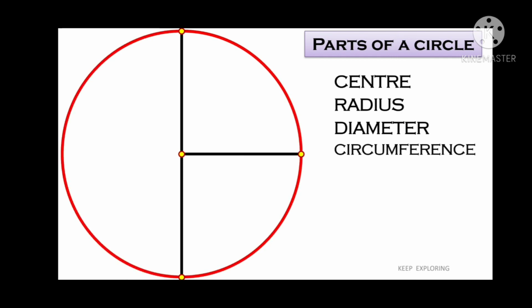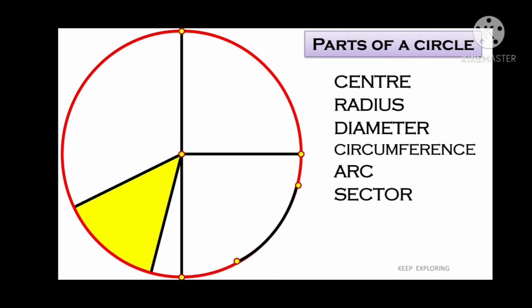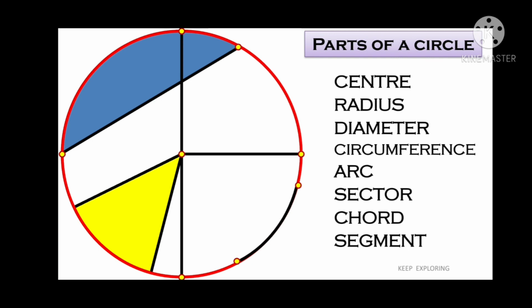The length of the boundary is called the circumference of the circle, the total length of the boundary, or else we can call it the perimeter of the circle. Next, take any two points, and the part of this circumference is called an arc. The area enclosed by two radii and an arc is called the sector. Next, chord: when we take any two points on the circle and just join them, we get a chord. And the area enclosed between the chord and the arc is called the segment.